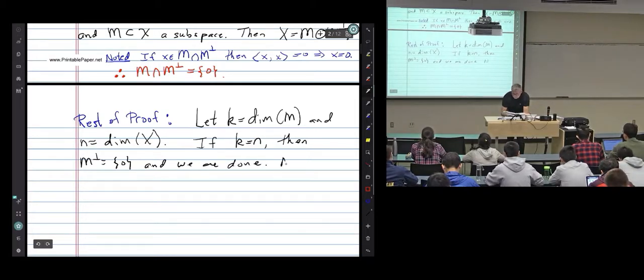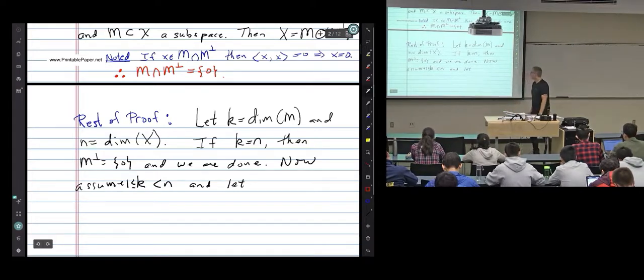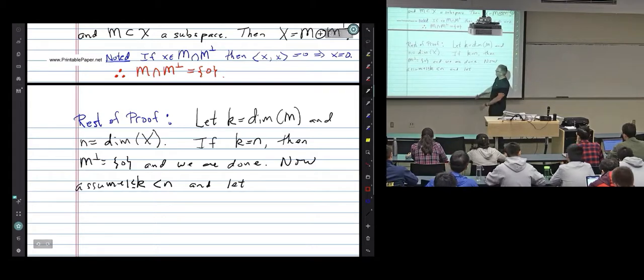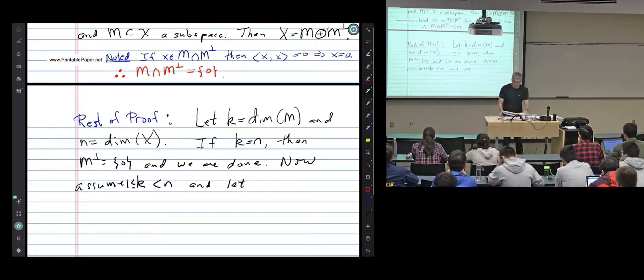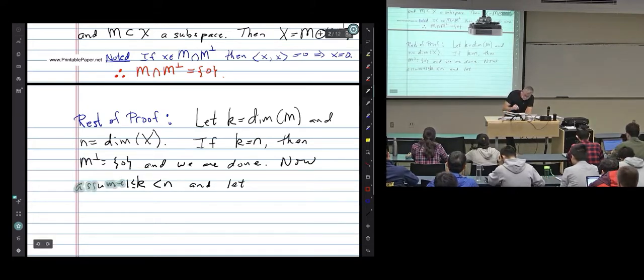So now assume K is strictly less than N. Well, we'll assume it's at least 1. I guess M could be the zero subspace, and then M perp would be all of X. That would be equally trivial. So let me write this where it's readable. Assume K is between 1 and N.